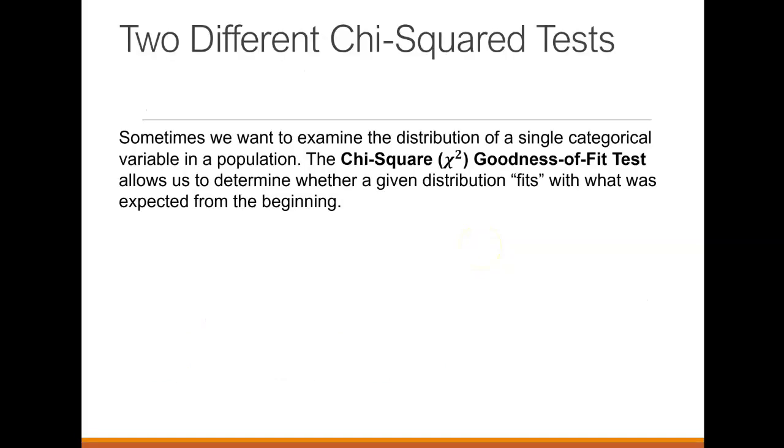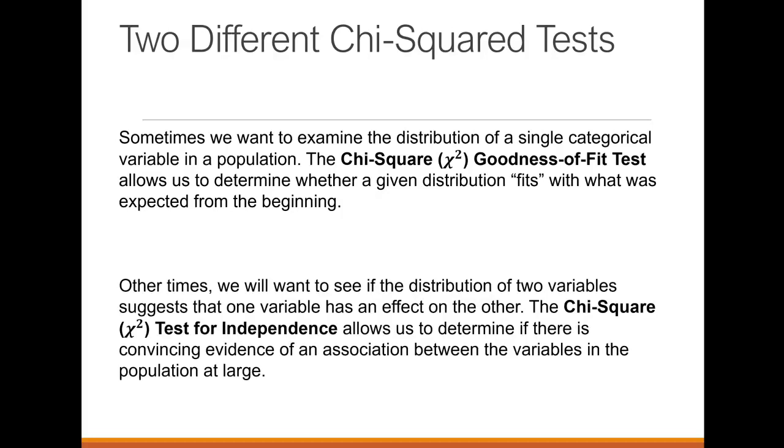So sometimes we want to examine the distribution of a single categorical variable in a population. That's the goodness of fit test. And other times we want to see if the distribution of two variables suggests that one variable has an effect on the other. That's going to be the independence test. This allows us to determine if there's convincing evidence of an association between the variables in the population at large.